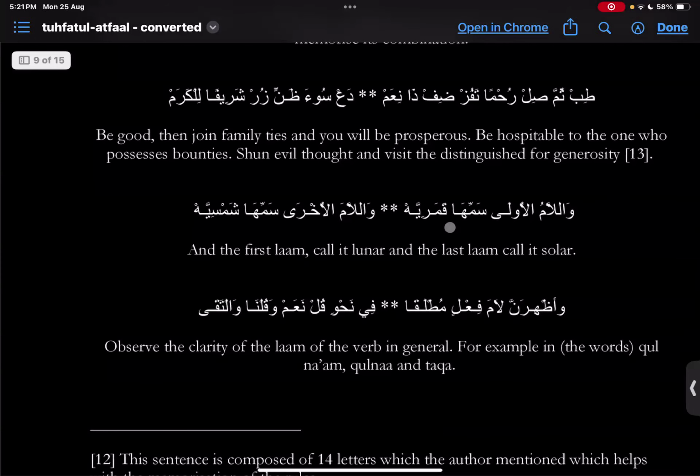واللام الأولى سمها قمرية واللام الأخرى سمها شمسية. As for the first type of lam, call it lunar. And as we said, lunar because the word al-qamar has izhar. And the second lam, call it solar. Why? Because again, we say ash-shams, the word for sun. Ash-shams has idgham.